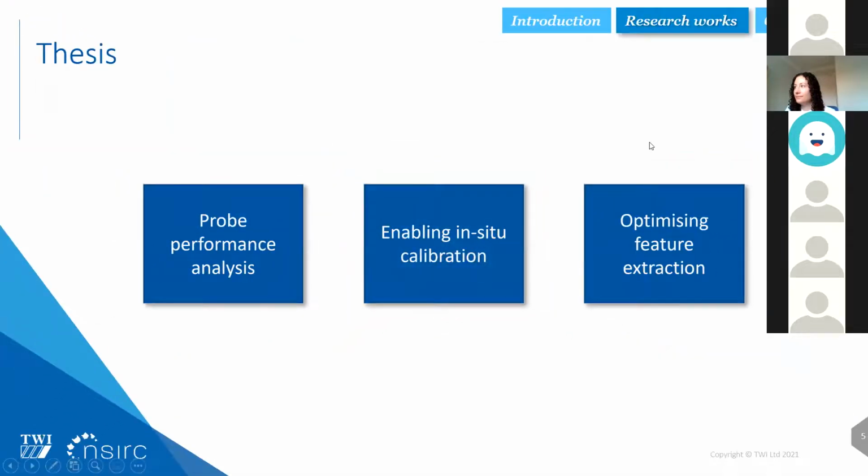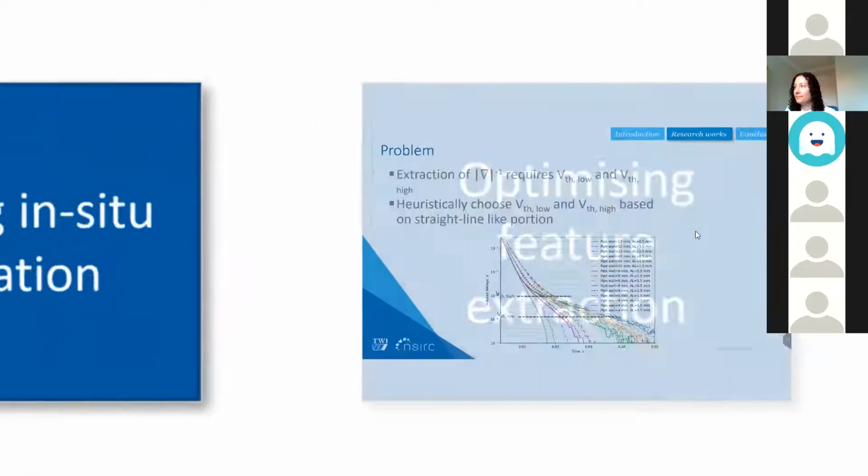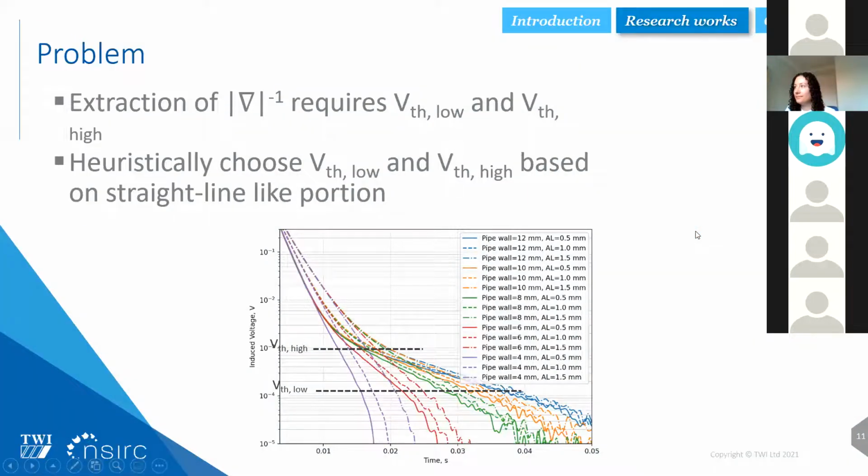The third part is optimizing feature extraction. So initially, with the proposition of the new feature, it requires determining two threshold values. So the first threshold value is here, and the second one is here. We initially heuristically chose these two values based on looking at the portion of the signals that behave like a straight line. So this is not very intuitive, and it also requires a bit of experimentation.